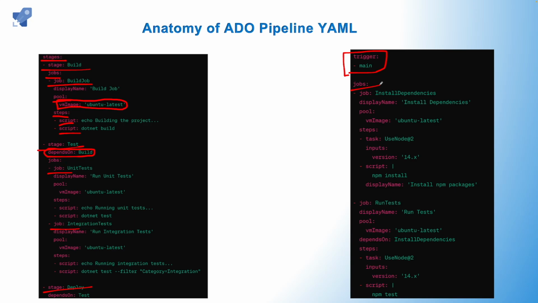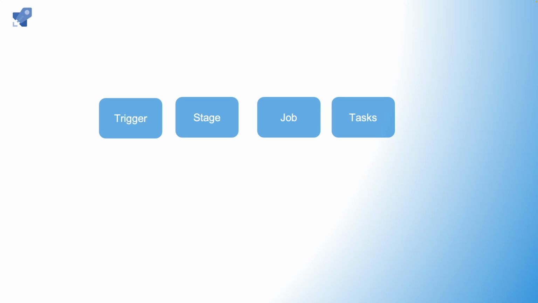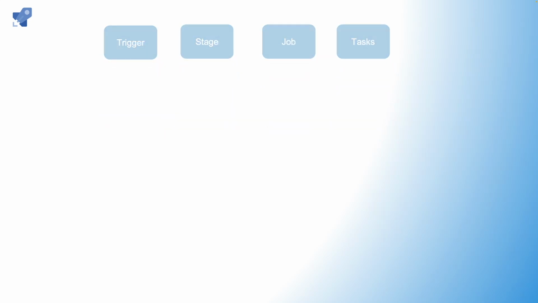And similarly, it has everything which we already discussed, but it is using tasks here. So we are using a predefined task, which is the node version they want to use. It will be installed. Then there is a custom script to install the npm packages. Npm test, again a script command. We have already discussed triggers, stage, job, and task. Here are a few more concepts.